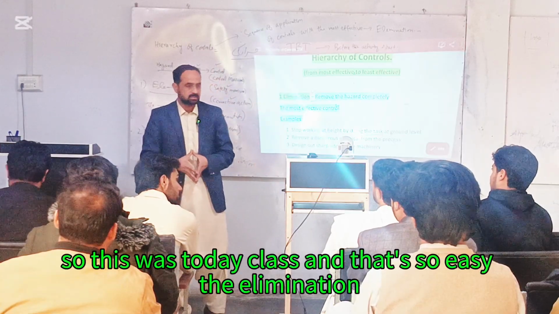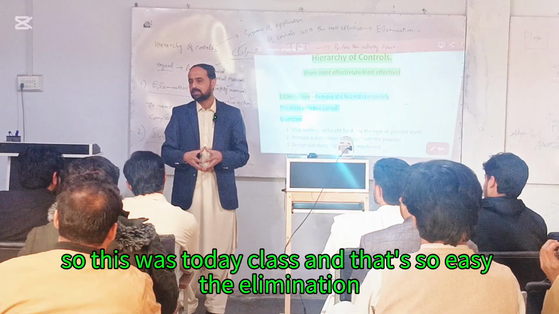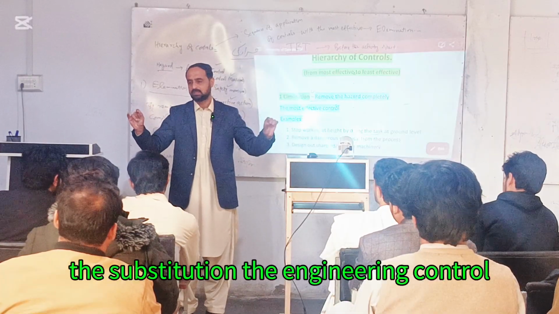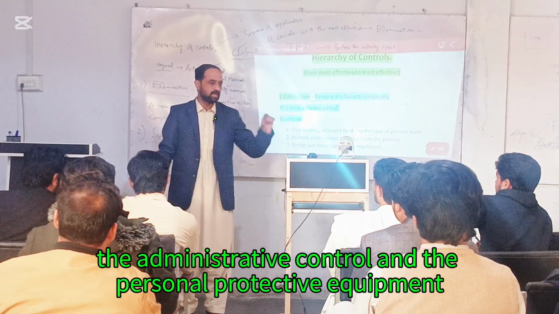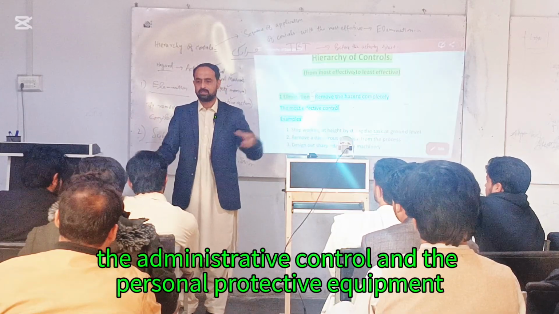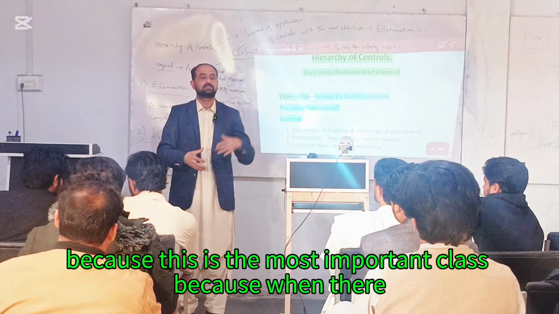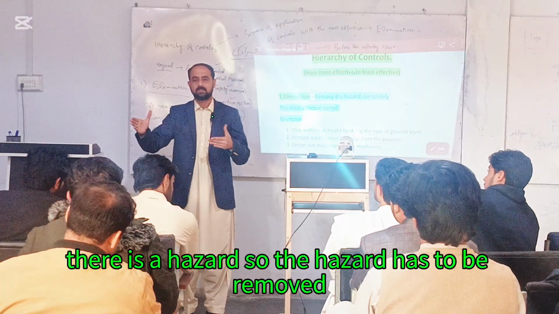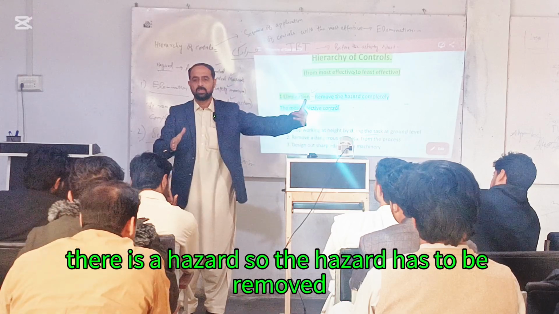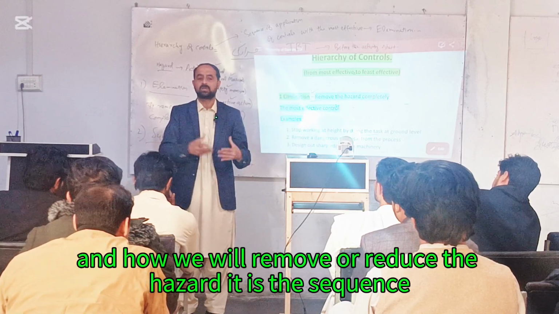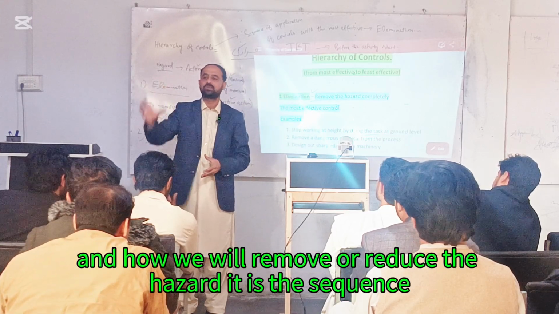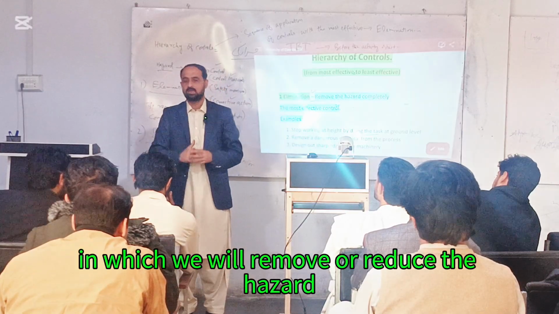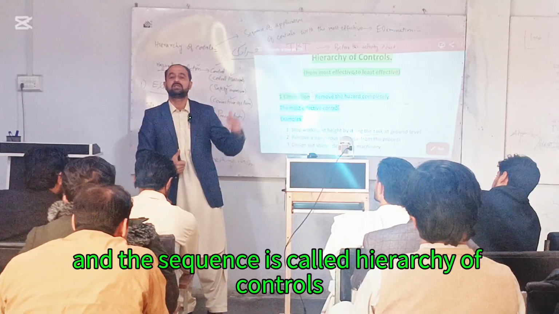So this was today's class, and that's so easy. The elimination, the substitution, the engineering control, the administrative control, and the personal protective equipment. You must remember this, because it is the most important class. When there is a hazard, the hazard has to be removed. And how will we remove or reduce the hazard? It is the sequence in which we remove or reduce the hazard, and the sequence is called hierarchy of controls.